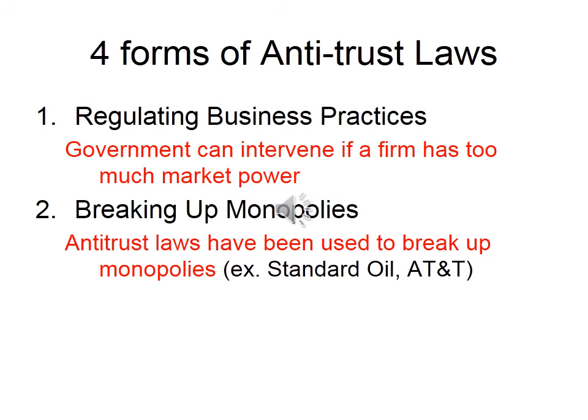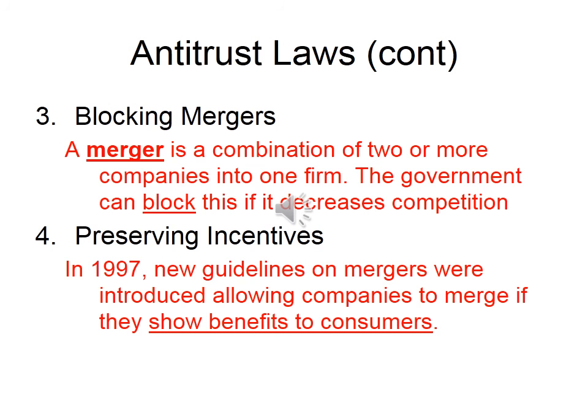First, regulating business practices, which means that government can intervene if a firm has too much market power. Second, breaking up monopolies. Antitrust laws have been used to break up monopolies. Example, Standard Oil, AT&T. The third one is blocking mergers. A merger is a combination of two or more companies into one firm. The government can block this if it decreases competition. Fourth is preserving incentives. In 1997, new guidelines on mergers were introduced, allowing companies to merge if they show benefits to consumers.